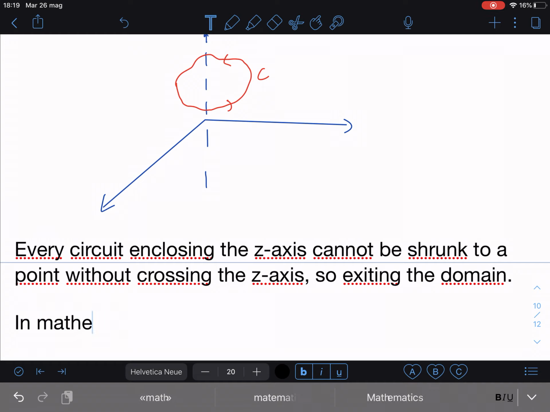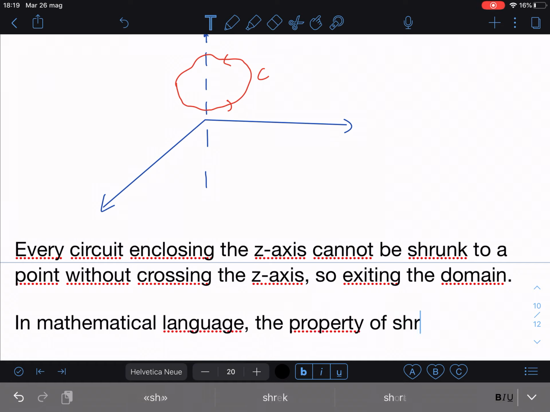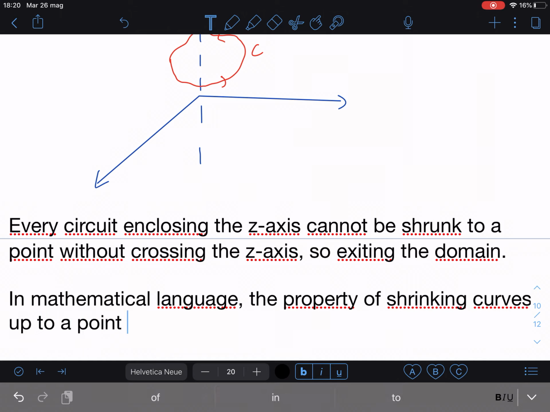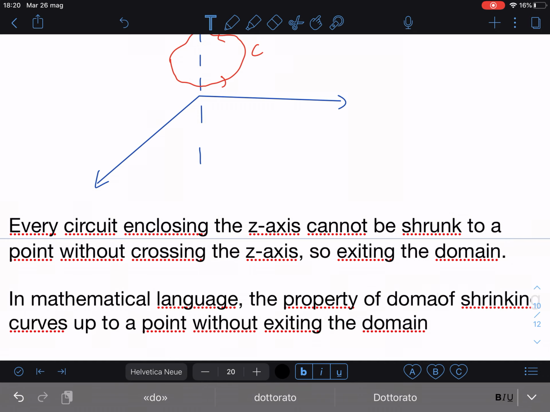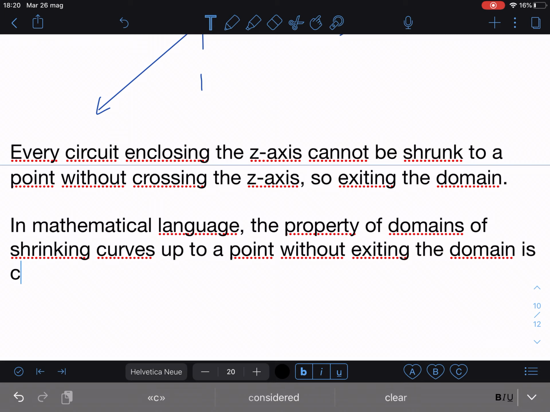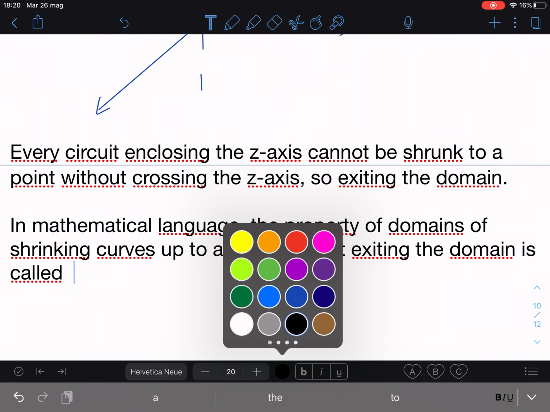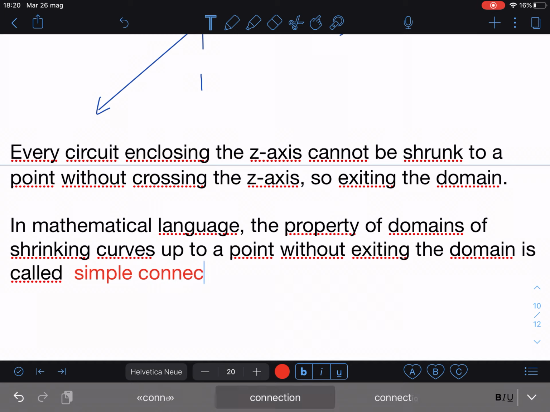Okay? In mathematical language, the property of shrinking curves up to a point without exiting the domain, this is a property of domains, is called, it is a strange word, but it's called simple connectedness. Okay? So it is just a word, but the principle is that.